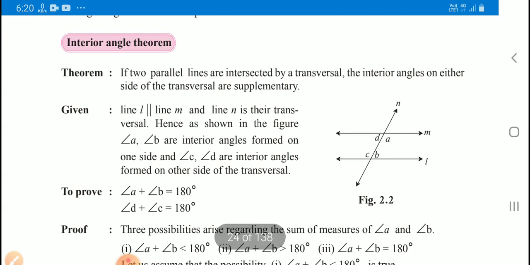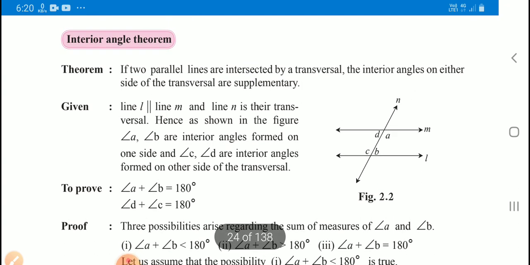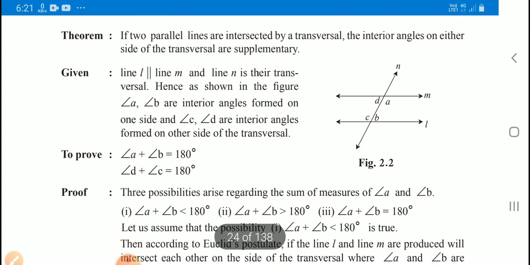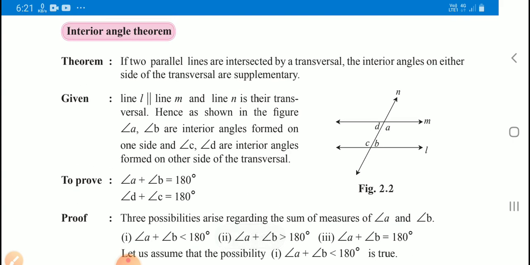Now I will read the statement of the theorem. If two parallel lines are intersected by a transversal, the interior angles on either side of the transversal are supplementary. Now look here, what is given? Whatever part comes after "if", that we are considering as the given part, and after "then" means we have to prove that. So here they have given two parallel lines intersected by a transversal. Here we have taken the line L parallel to line M, and line N is their transversal.